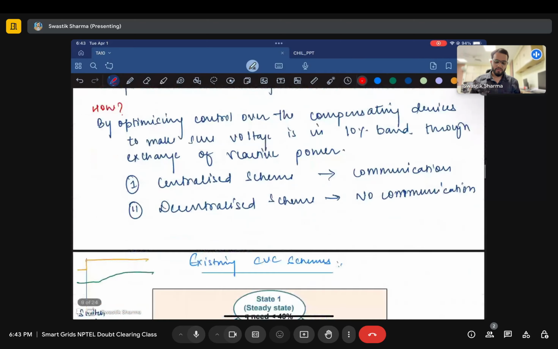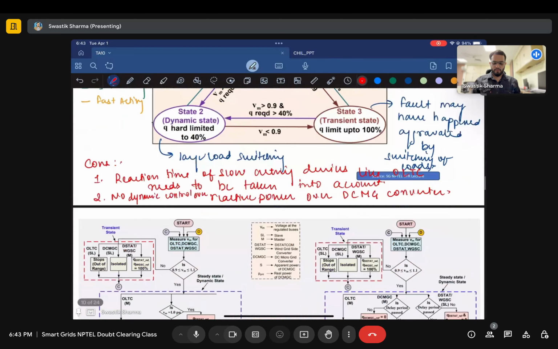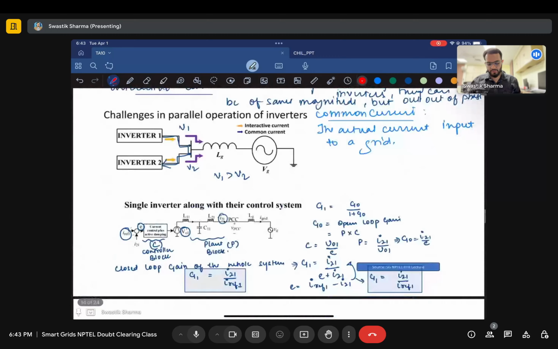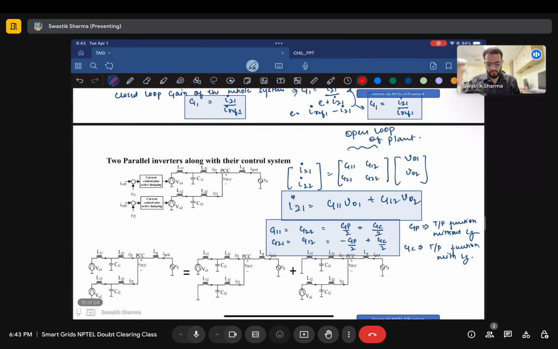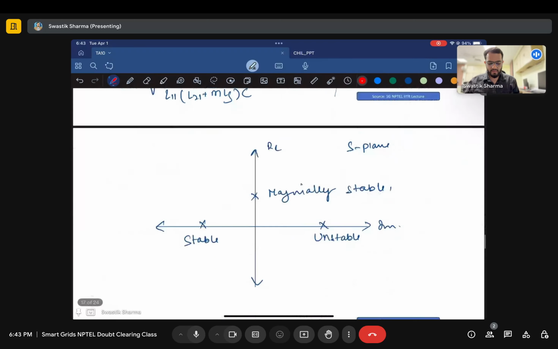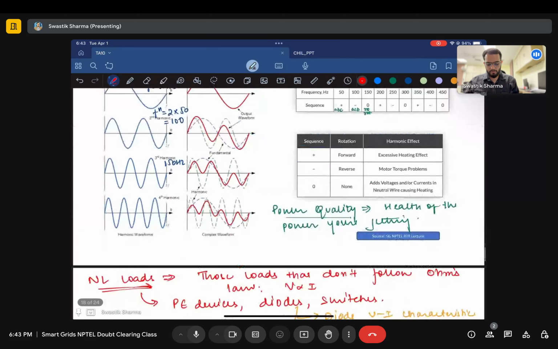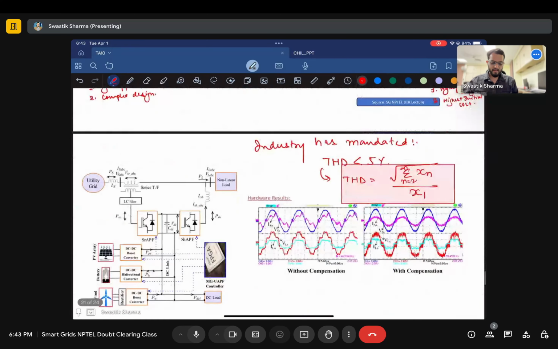What are coordinated voltage control schemes? How does the instructor's proposed case study improve the existing scheme? And then we discussed parallel operation of inverters. We discussed how, by comparing the poles of the transfer function of the circulating current or interactive current, we can tell if the system will behave stably or not. Then we checked what harmonics are and how the power quality mitigation techniques are developed, and then we discussed a case study as well, right?